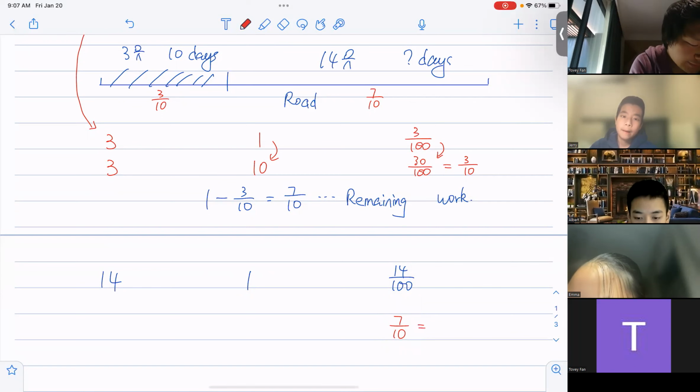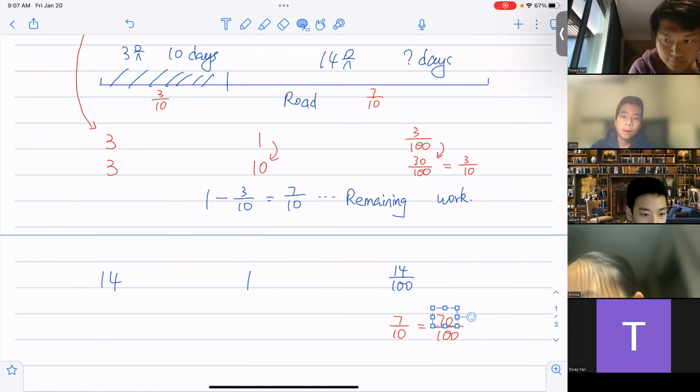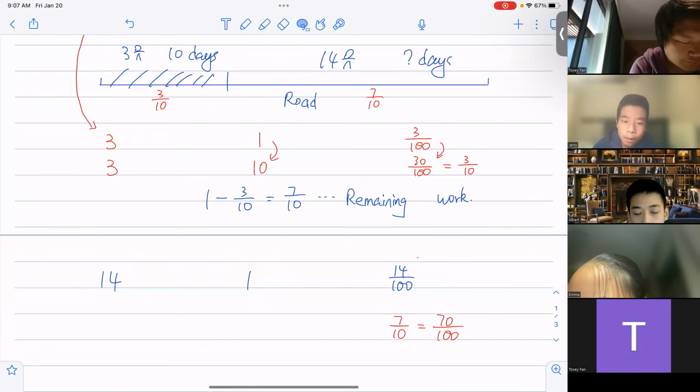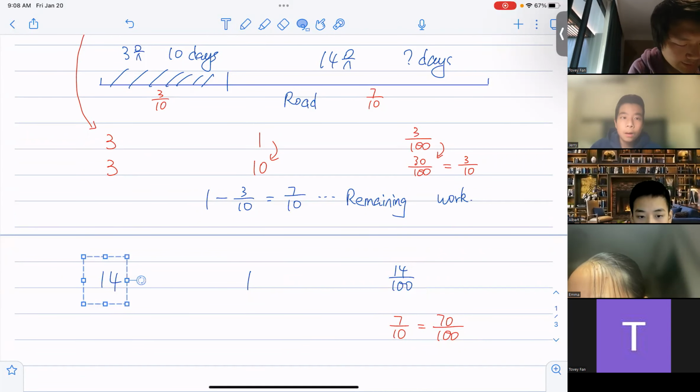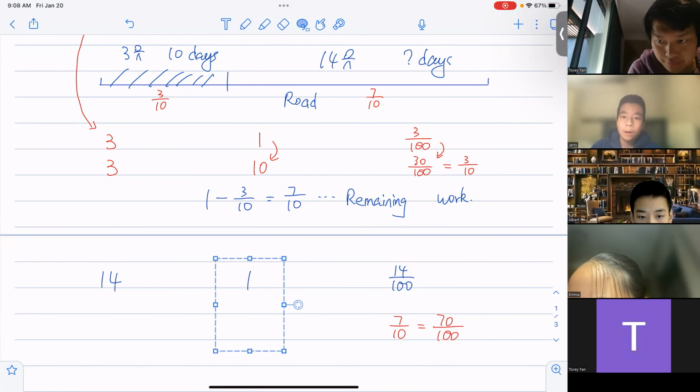7 out of 10 is 70 over 100, right? If you change both of them into the same denominator, you will say 14. This is one day, right? So 14 times what number is 70? 5, right? So in one day, 14 people can do 14 out of 100. Then to finish 70 out of 100, which is 5 times the work rate of 14 people, you need 5 days, correct?